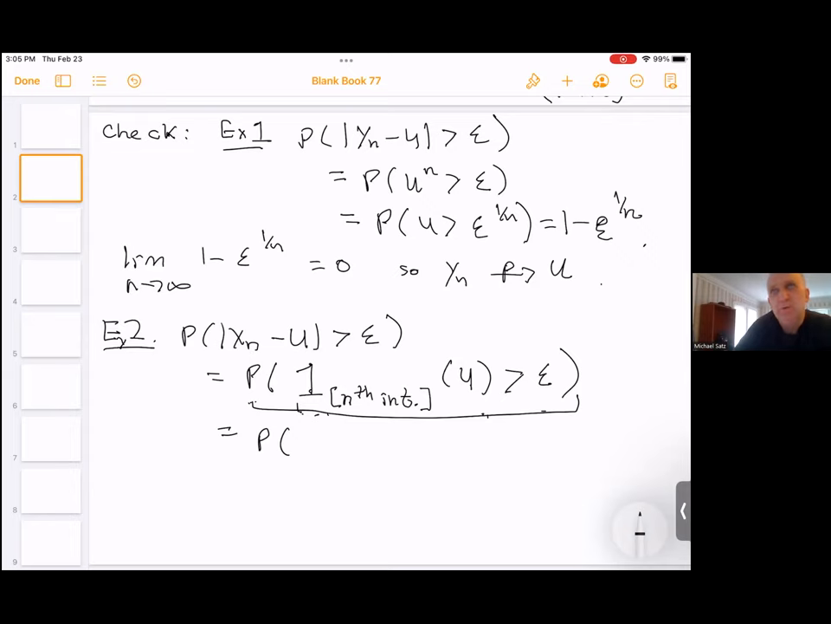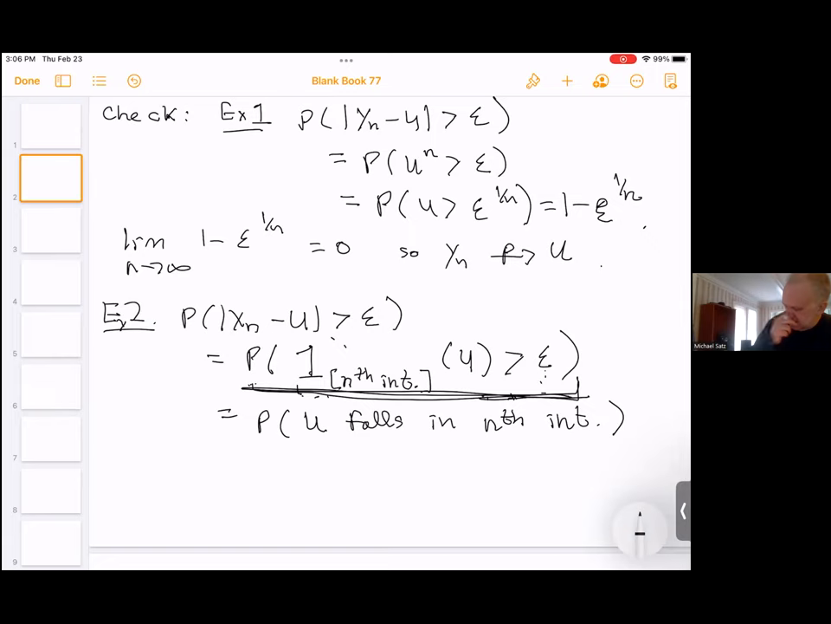Because for all those numbers in the nth interval, this statement will be true because this will be one. And assuming epsilon is less than one, this will be true. So this is just equal to the probability that U is in the nth interval. Makes sense? If U is in the nth interval, then Xn minus U is one, and that's going to be greater than some epsilon, at least. So for small epsilon, this is the probability. Yeah, you don't want to think about epsilon bigger than one. It doesn't matter anyway. Okay, so the probability U falls in the nth interval is just the width of the nth interval.